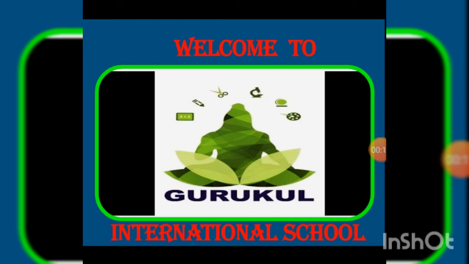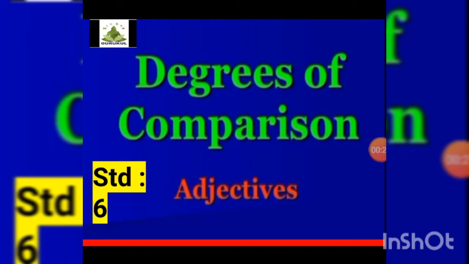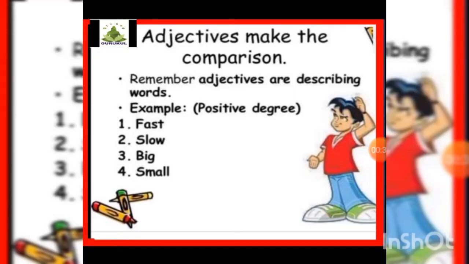Okay, children, in this class, we are going to start with grammar part 2. And this is our last lesson in grammar, that is the fifth chapter. It is called degrees of comparison. Okay, children, so let's start now.